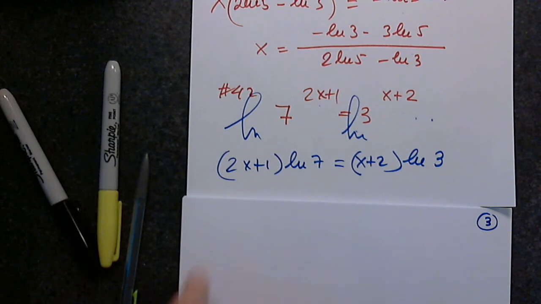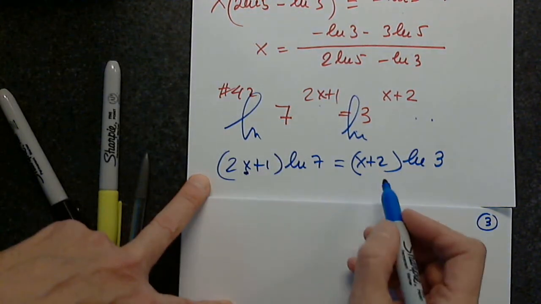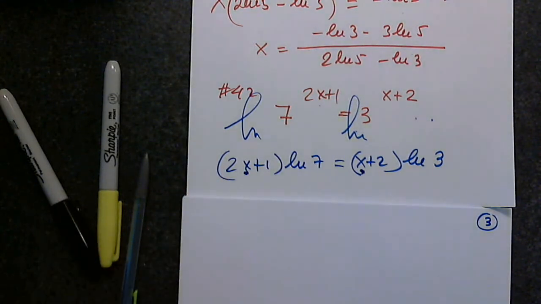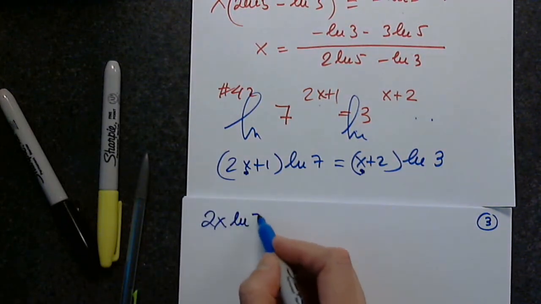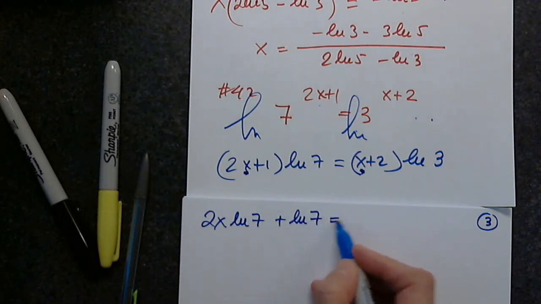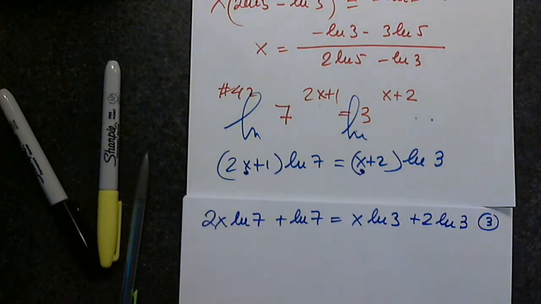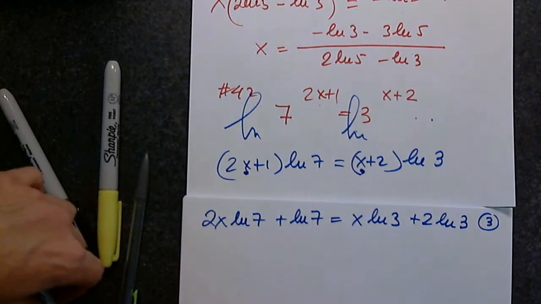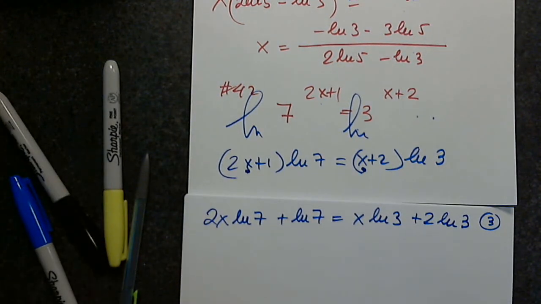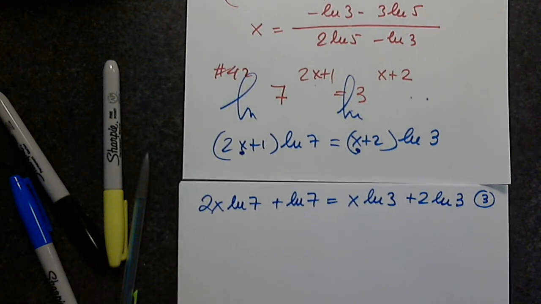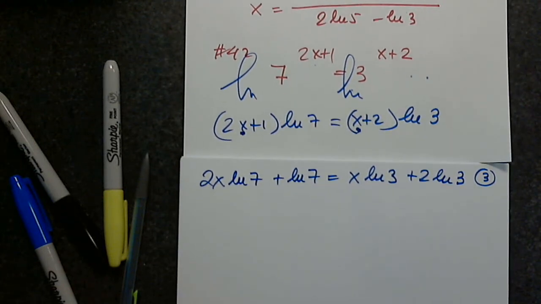What do I have to do? See, x is right here, hidden in here, and hidden in here. I have to get to it. Distribute. (2x+1) natural log 7 becomes 2x natural log 7 plus natural log 7 equals x natural log 3 plus 2 natural log 3. Next step.